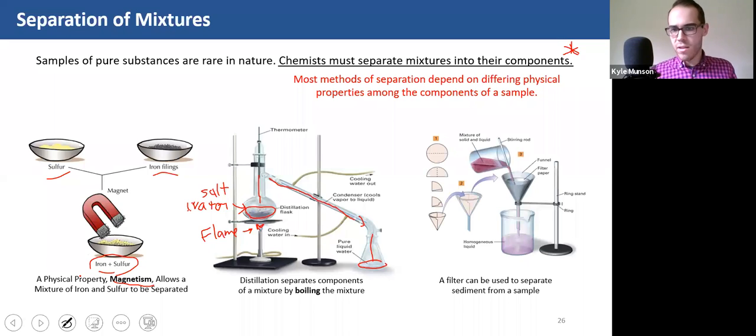Finally, we can separate sediment through a filter. This is the same idea as using a filter to keep coffee grounds from getting in your coffee when you're brewing it. You have a filter, a funnel, and you pour a mixture of a solid and a liquid together, and you'll get the homogeneous liquid afterwards. So chemists rely on these techniques and many, many others to separate mixtures.